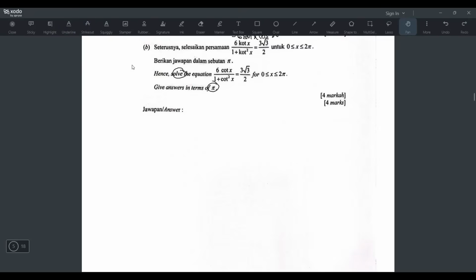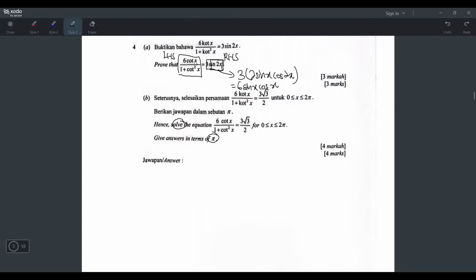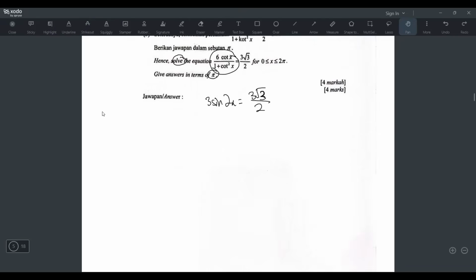But look at this, don't you realize it's very familiar? Look at the last question: 6 cot x over 1 plus cot square x. Just now I did all the proving, that's why it's so familiar, because this one and this one are the same. So I can change this whole thing to 3 sin 2x equals 3 square root 3 over 2. Now it looks simpler and easier to do.